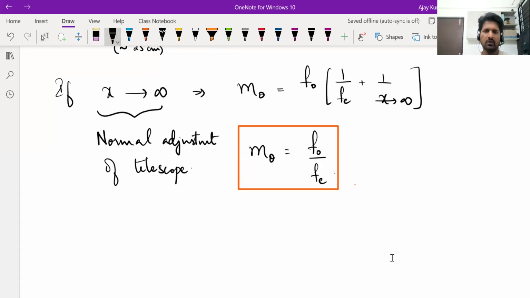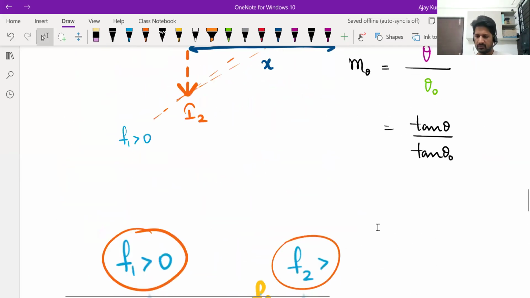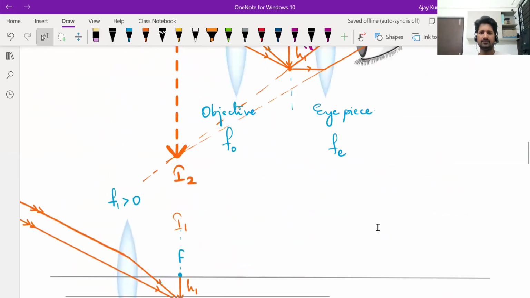All you need to do to get an enlarged or magnified view is ensure that f0 is greater than fe. If f0 is more than fe, magnification will be more than 1. That's what we want. So in a telescope, the focal length of the objective has to be greater than the focal length of the eyepiece to get magnification. If it is smaller, you cannot get magnification. Is everything clear? Any doubts in this?